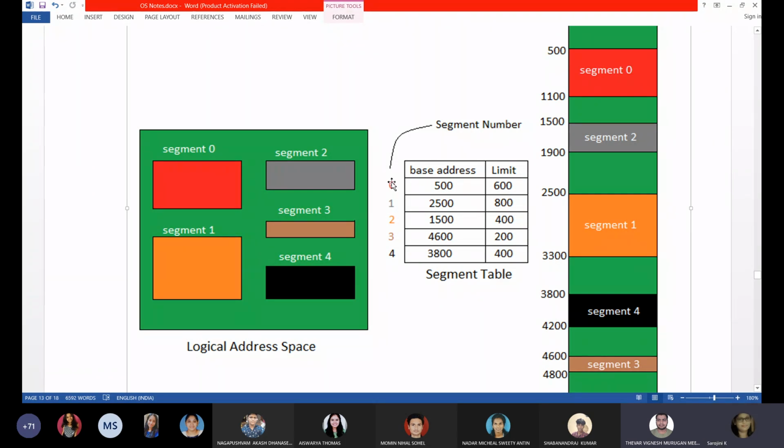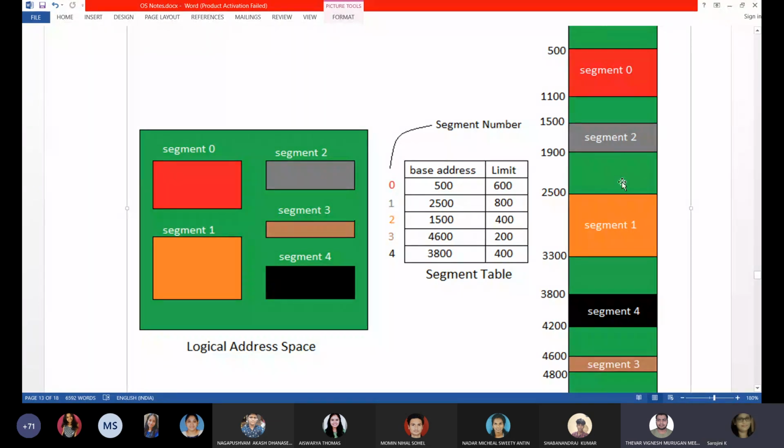Segment 0's base address will be 500 and its size will be 600. Like that, you look at segment 1. Segment 1 is here. See, it is not stored contiguously. Segment 1 is not here. Segment 1 is somewhere else in the main memory.